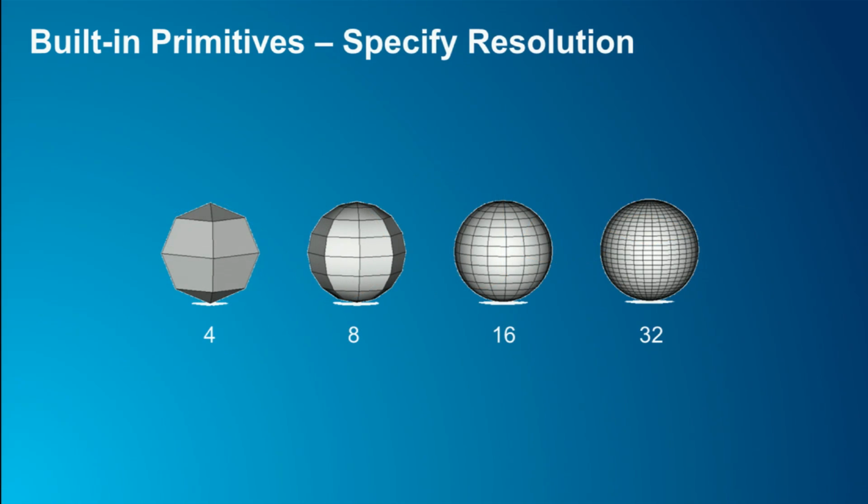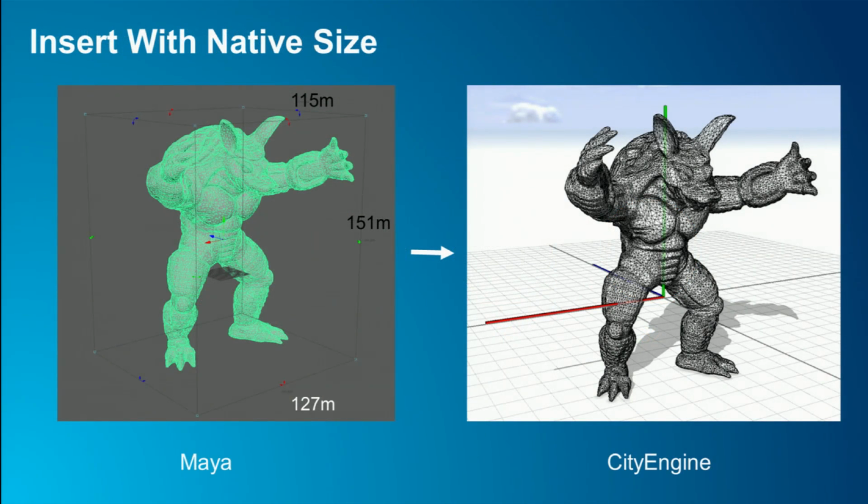And you can, of course, control the resolution of these primitives depending on what you need and the quality you want to be represented. When you're bringing in 3D models from outside, we are respecting and inserting with the native size. So that's carried over when you bring it into CityEngine.